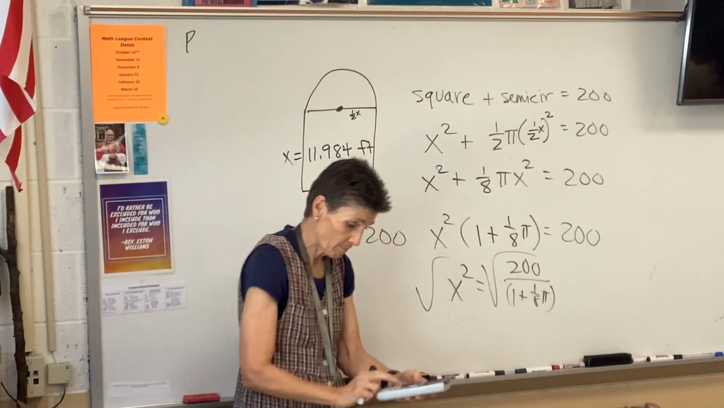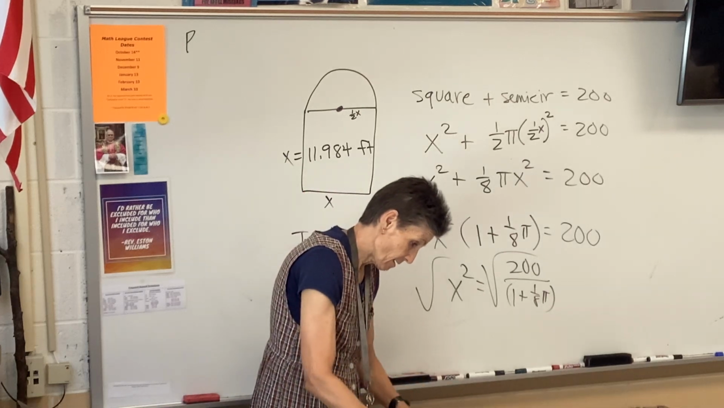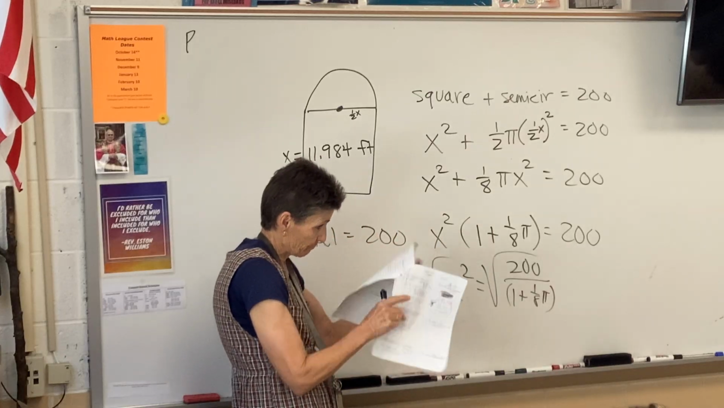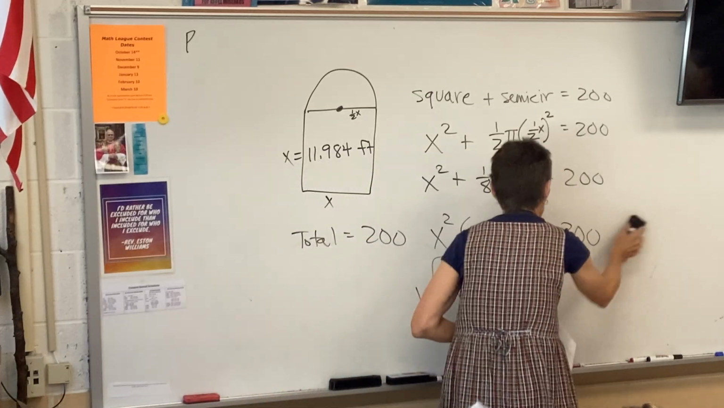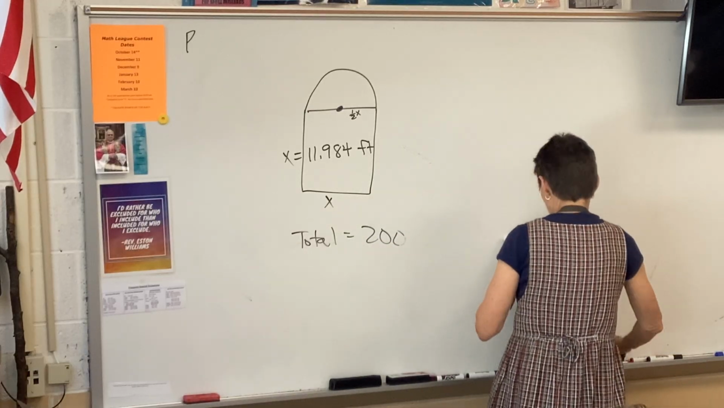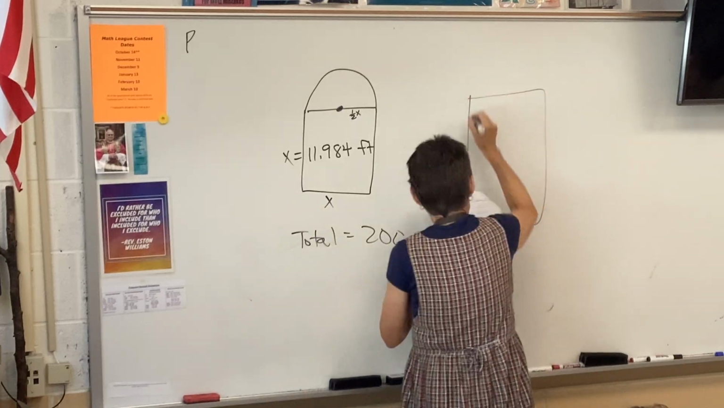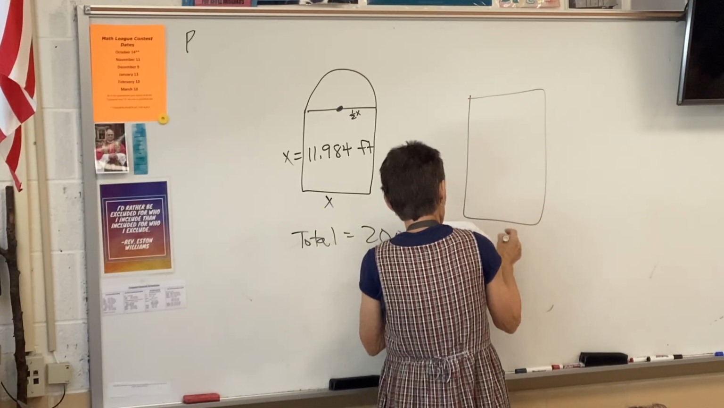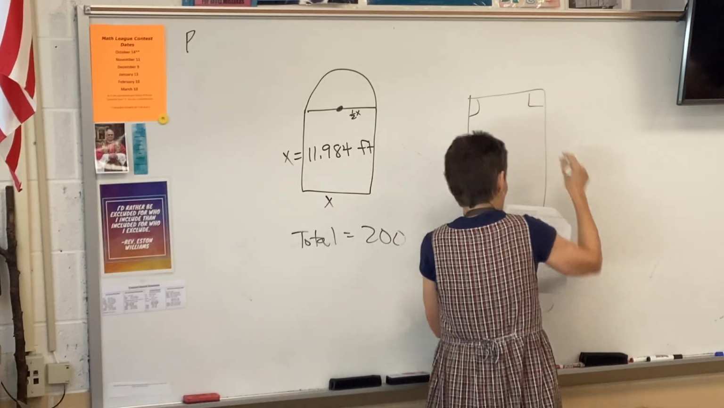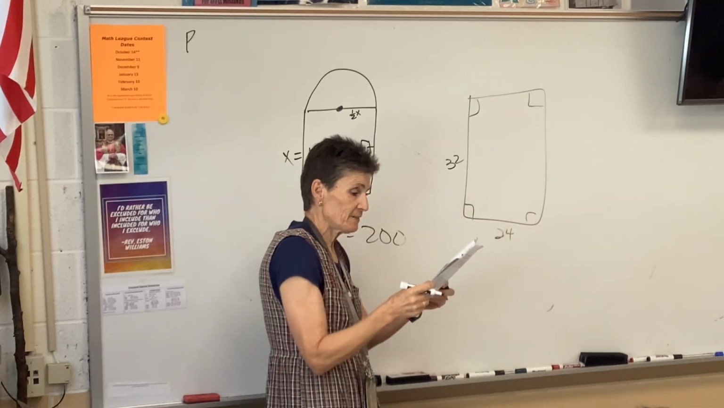Anything else? Parker? On P7, number 4. P7. Number 4. So this is our, let's make a box problem. And the paper is 24 by 32. And we want the volume to be 1520.